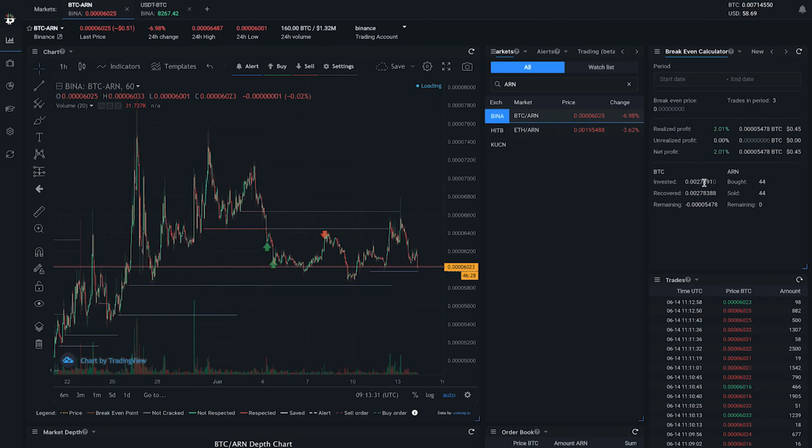Total profit will show you how much total profit you've made, including the realized and unrealized profit. Down here you can see how much you have invested in the trading session. It also shows you how much of your initial investment is recovered and how much of your investment is still in the trade.